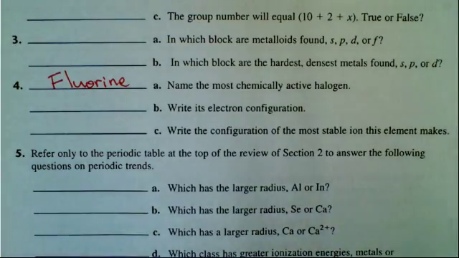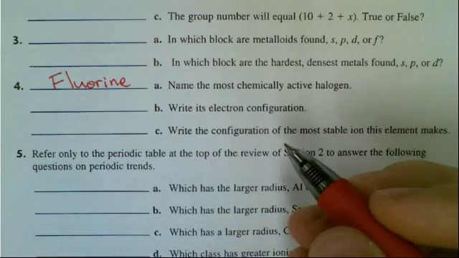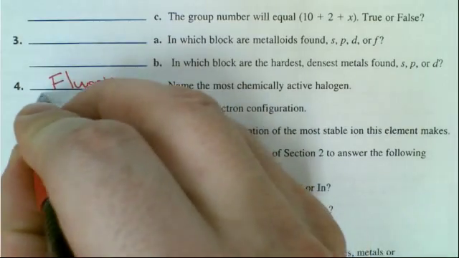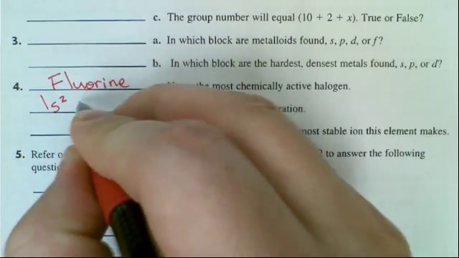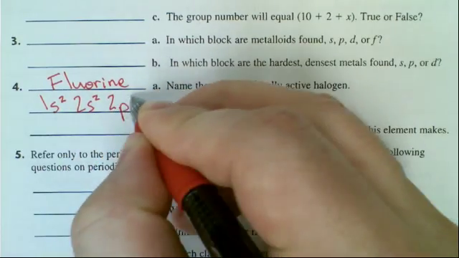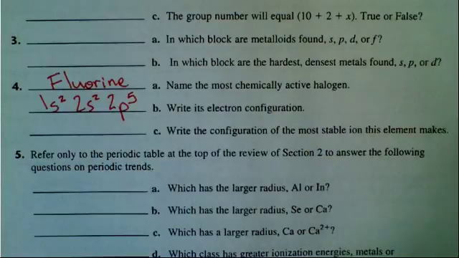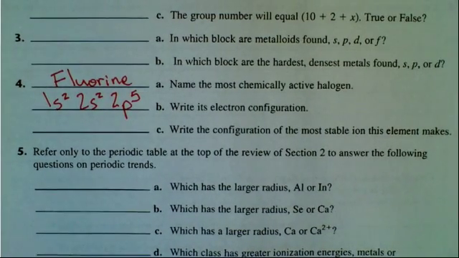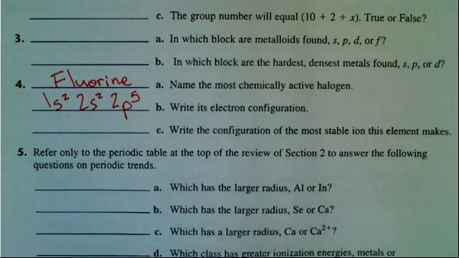Next up, it's electron configuration. You guys should be able to do this one somewhat easily. 1s2, 2s2, 2p5. Now here's another one that you guys might stumble at. Write the configuration of the most stable ion this element makes.